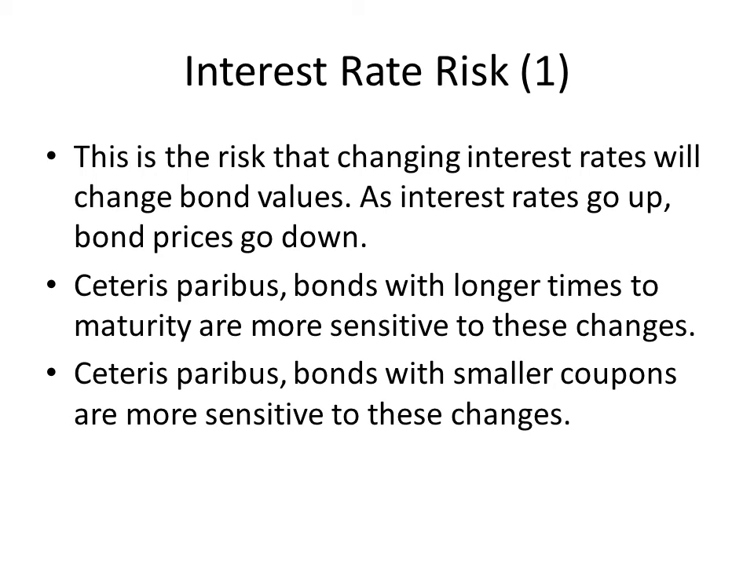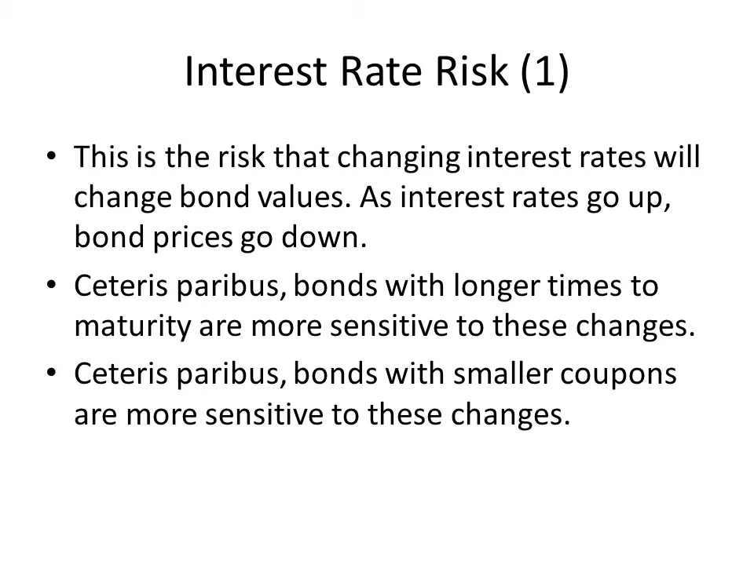Also, ceteris paribus, all else equal, bonds with smaller coupons are more sensitive to changes in interest rates. Why is that? Well, more of the value of the bond is out there at the very end. Consider a bond with the smallest coupons of all, 0 coupons. That means the entire value of the bond is dependent solely on the very last cash flow to be received, the face value. Therefore, all the value is out at the very end, and because it's out such a long time, that bond is very sensitive to interest rate changes.